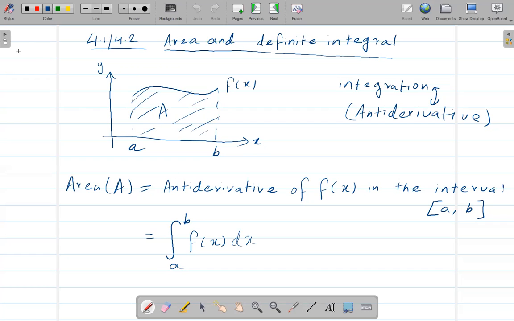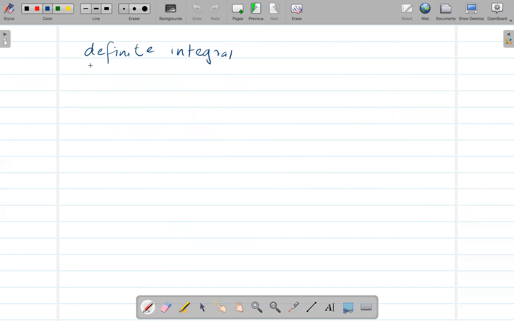You will see later on this kind of integral where you won't see any interval. All right, so this kind of integral is called an indefinite integral. This one is called a definite integral. This one is called an indefinite integral. But for right now we'll be just doing definite integrals. Okay, so the definite integral.